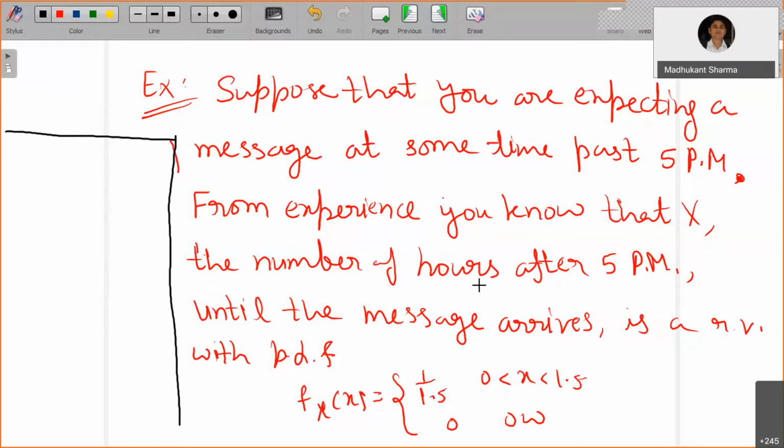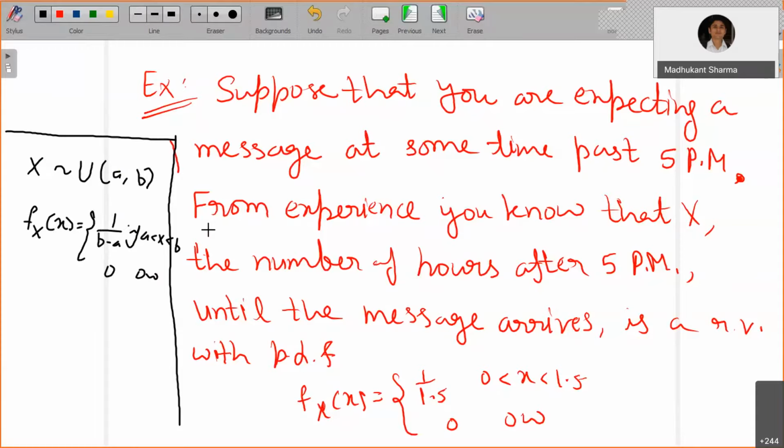So you can see this is a continuous random variable we are talking about, because it assumes a value from 0 to 1.5 as 1 by 1.5. So X is U(A, B), with the probability density function 1 upon B minus A if A is less than X less than B, and 0 otherwise. So I have defined a random variable.